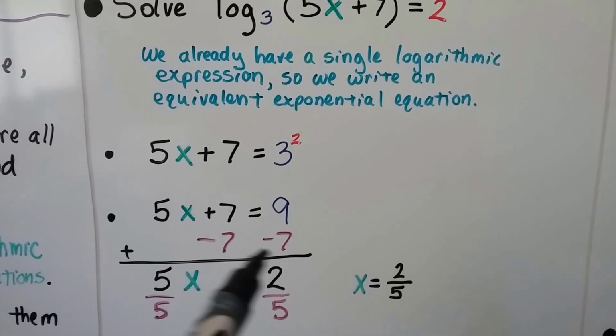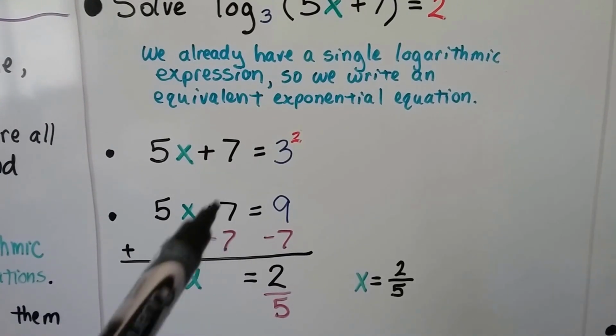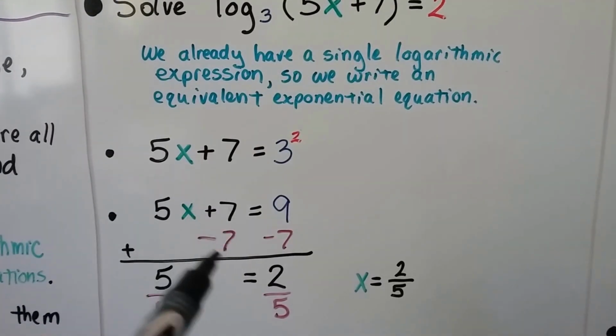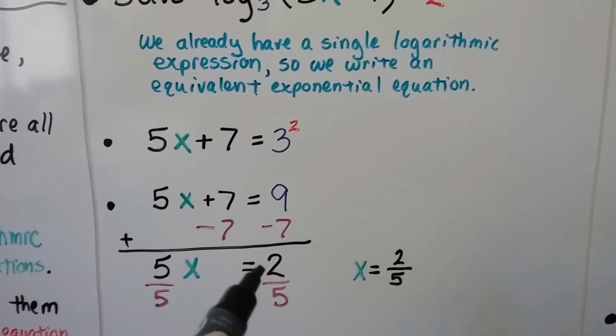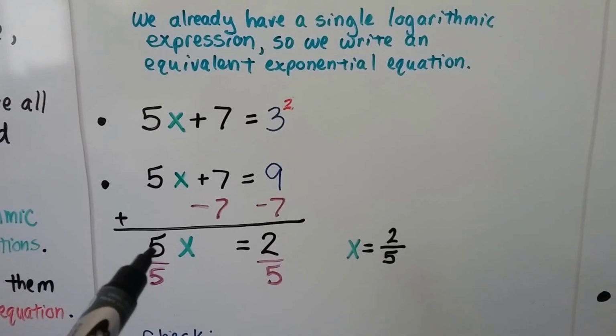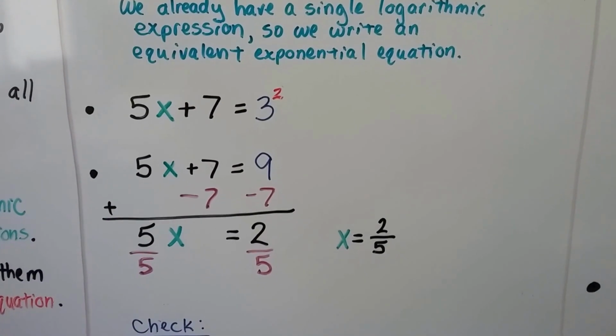We can add a -7 to each side to get rid of this, making a zero pair, additive inverse. We get 5x equals 2. We divide both sides by the coefficient 5. We get that x is 2/5.